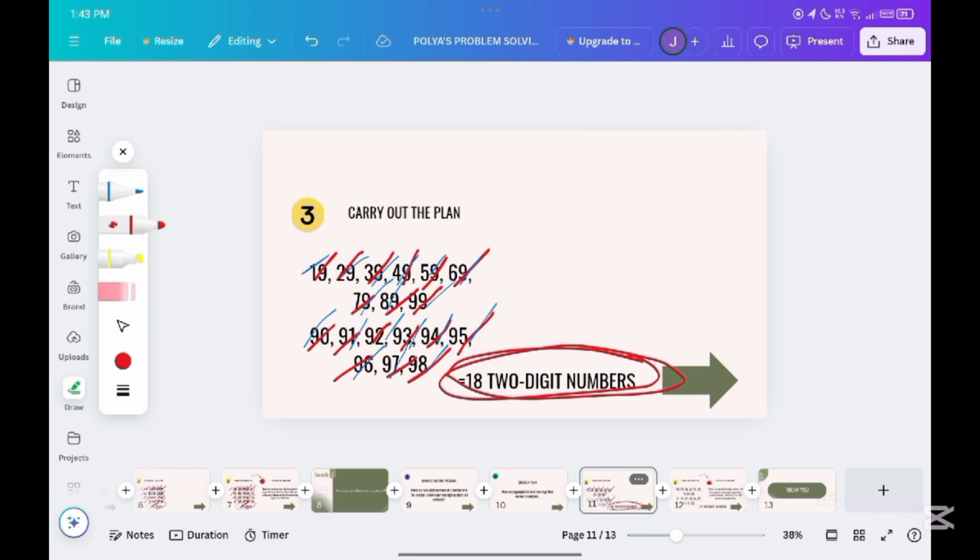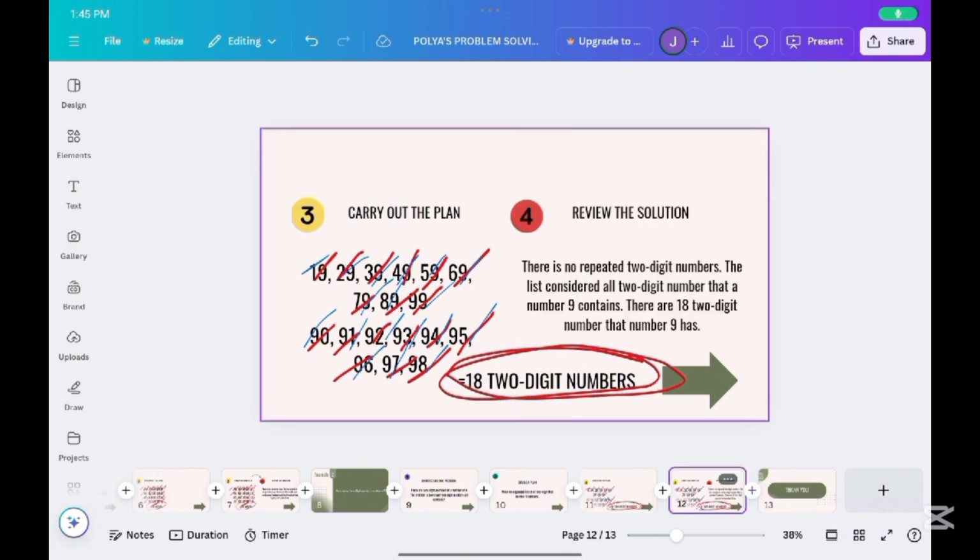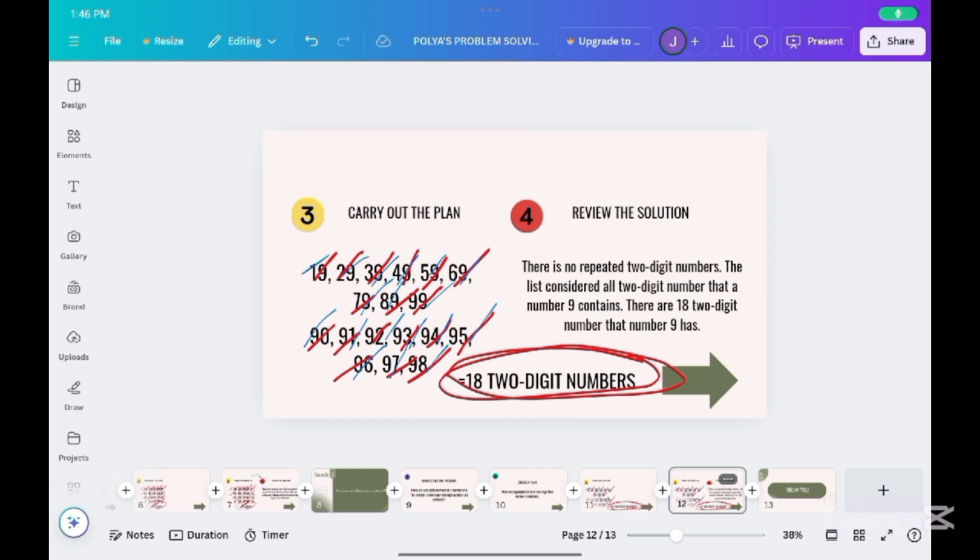After we carry out the plan, let's now review the solution. Clearly, there are no repeated 2-digit numbers, and we listed all 2-digit numbers that contain a 9. So there are 18 2-digit numbers that have the number 9. Therefore, our solution is correct.